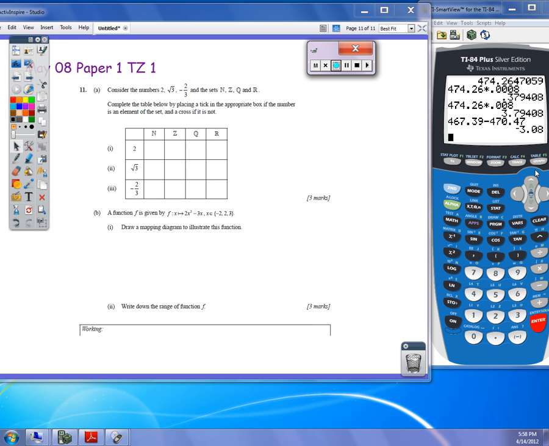Problem 11, the IB is testing our knowledge of sets of numbers. And we're going to look at 2, root 3, and negative 2/3 and decide which number sets they belong to or don't belong to.